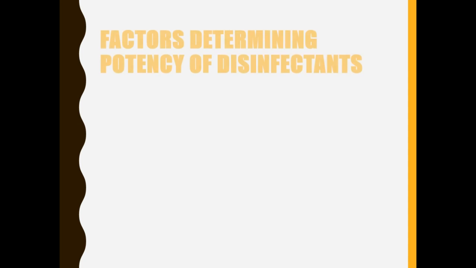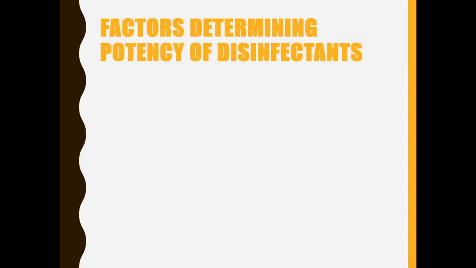Now we will see the next topic, that is the factors which determine the potency of the disinfectant. What are the different factors that determine whether the disinfectant is powerful or not? The first one is concentration. It must be used in the appropriate concentration, then and only then will it be able to kill the microorganism. So the concentration determines the potency of the disinfectant. If in very dilute form, it may not be able to kill the microorganism, but if it is used in the appropriate concentration, it will be able to kill most of the microorganisms.